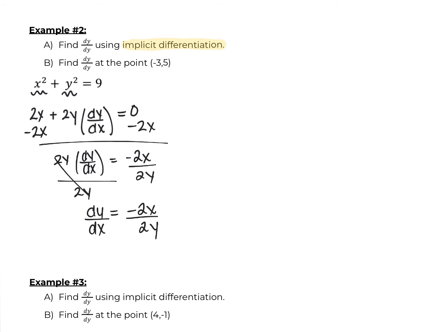Now, if you wanted to simplify it, the 2's can cancel. So your dy over dx is negative x over y. So this is your answer for part A.